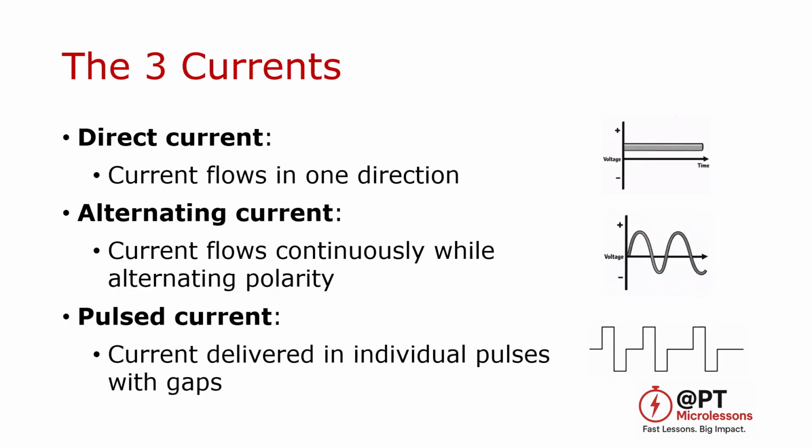To understand electrotherapy, we need to know the three main types of current. Direct current flows in one direction. Alternating current flows continuously while changing direction, and pulse current is delivered in individual pulses with gaps between them. These differences will affect how the stimulation is delivered and what settings we can control. Let's go over each one, starting with alternating current.